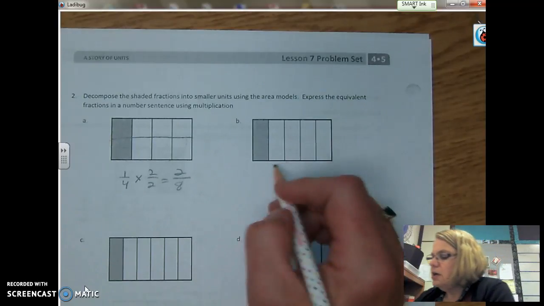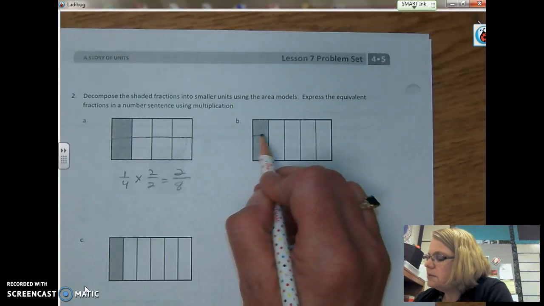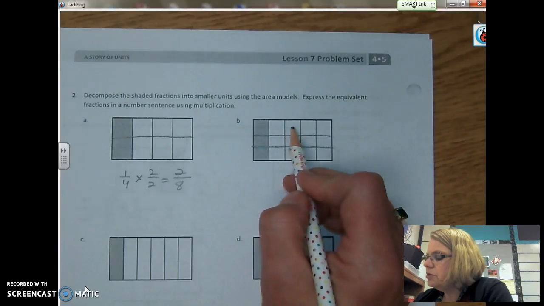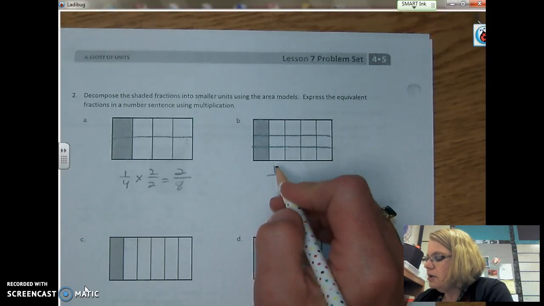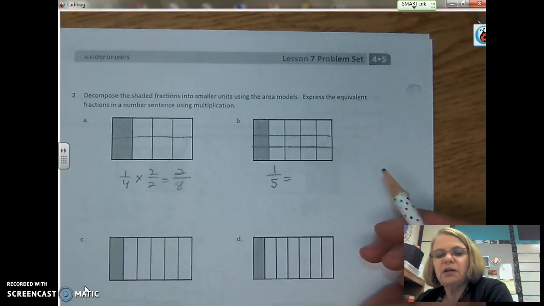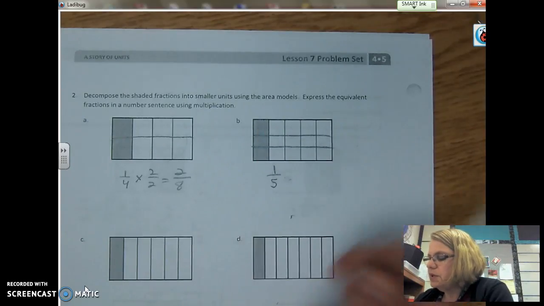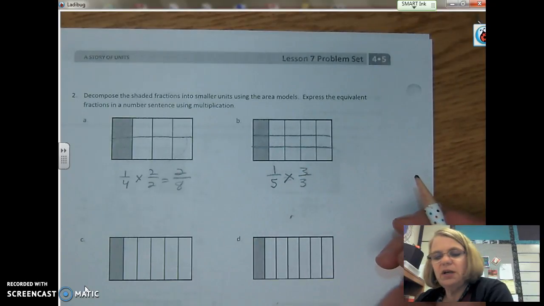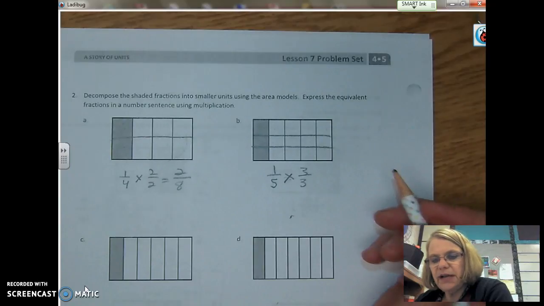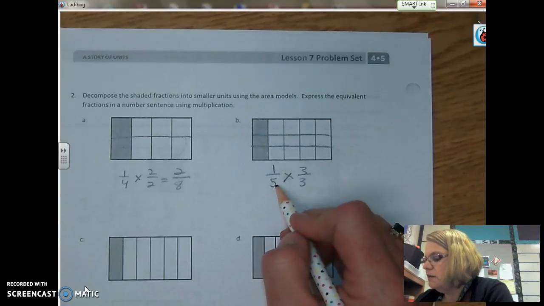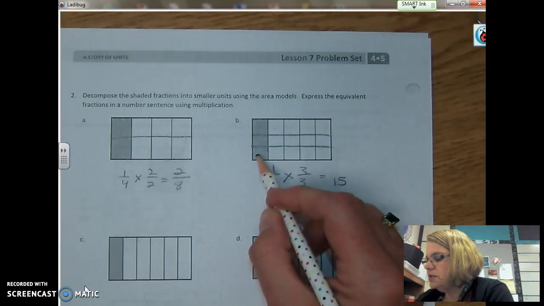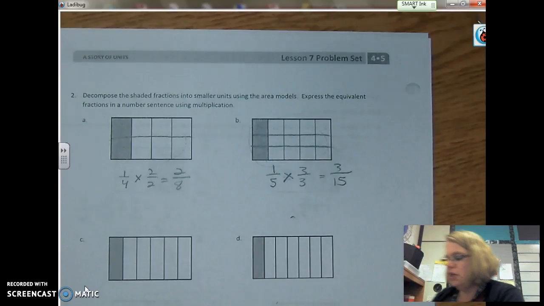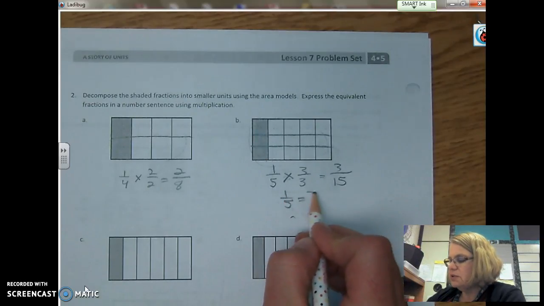Over here, I'm going to do it into 3. So now what do I have? Well, I started with 1, 2, 3, 4, 5. 1/5 is what I started with. Now I'm going to multiply by 3 over 3 because I made 3 rows to split that up into 15 boxes. 5 times 3 is 15. So there should be 15 boxes. 3 times 1 is 3. That's how many are shaded. So 1/5 equals 3/15.